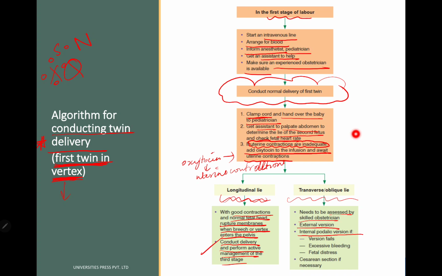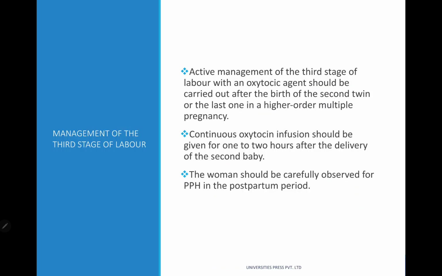If internal podalic version fails, or there is excessive bleeding or fetal distress, cesarean section, if necessary, should be performed. So external version, internal podalic version, if version fails, or excessive bleeding or fetal distress, then cesarean section if necessary. So this is the algorithm for conducting a twin delivery.